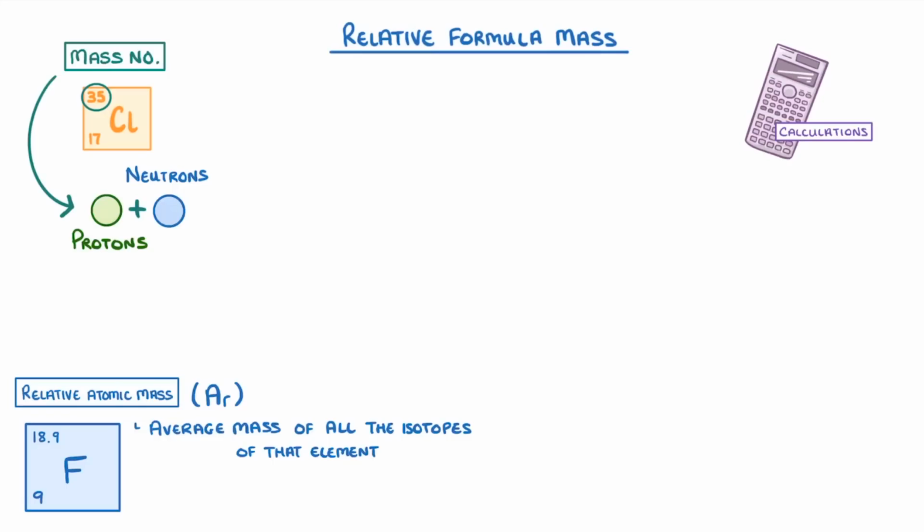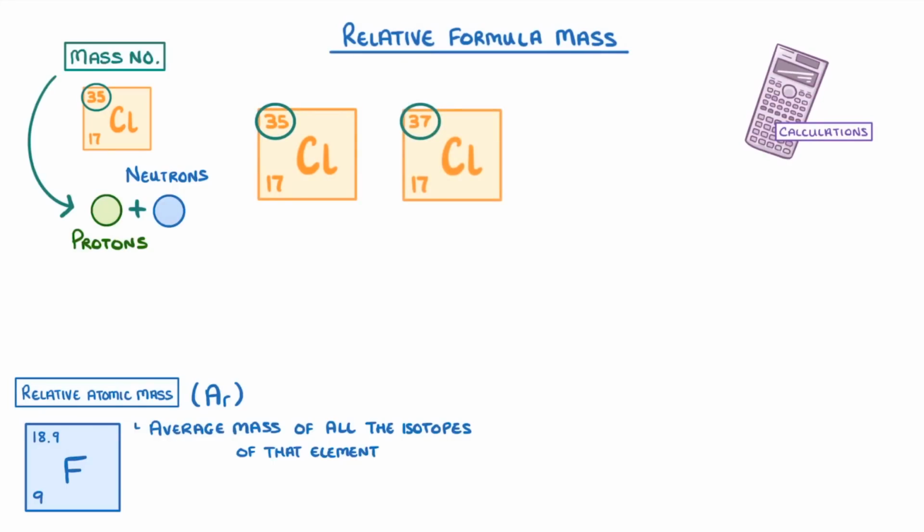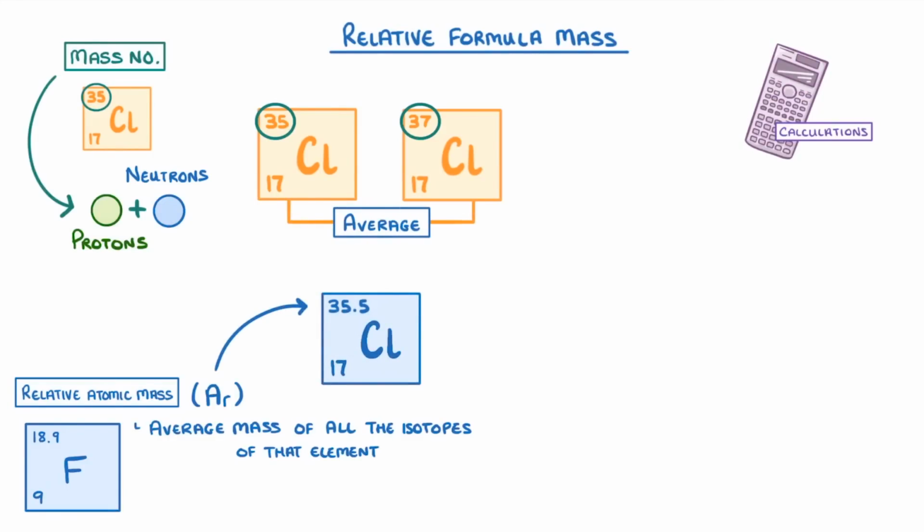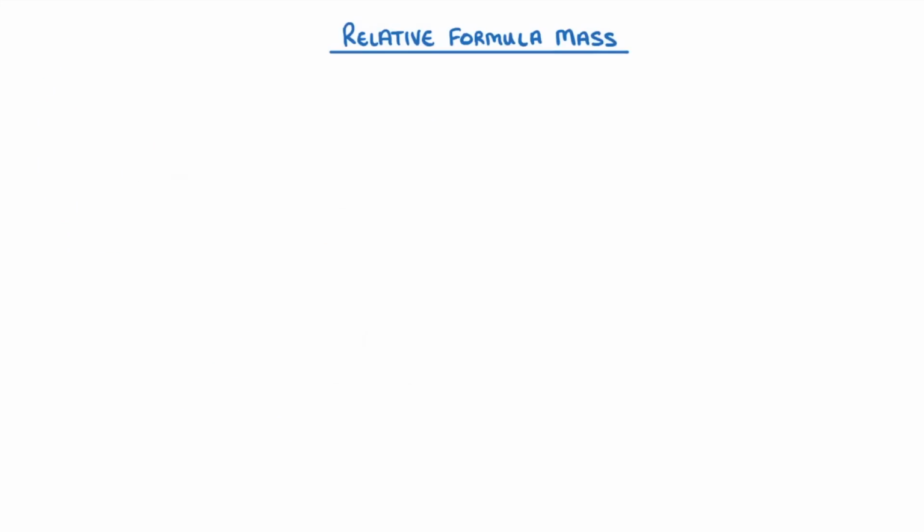So whereas particular chlorine atoms could have mass numbers of 35 or 37, chlorine as an element has a relative atomic mass of 35.5, because that's the average mass of these two isotopes when we consider how common each one is. But what if we want to find the average mass of an entire compound, which will obviously have more than one type of element in? Well, that would be the relative formula mass, which we always write as Mr.